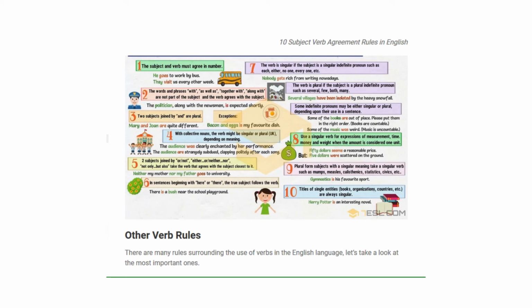Number 9, plural form subjects with a singular meaning take a singular verb, such as mumps, measles, calisthenics, statistics, civics, etc. So, gymnastics is his favorite sport. Number 10, titles of single entities, books, organizations, countries, etc. are always singular. Harry Potter is an interesting novel.